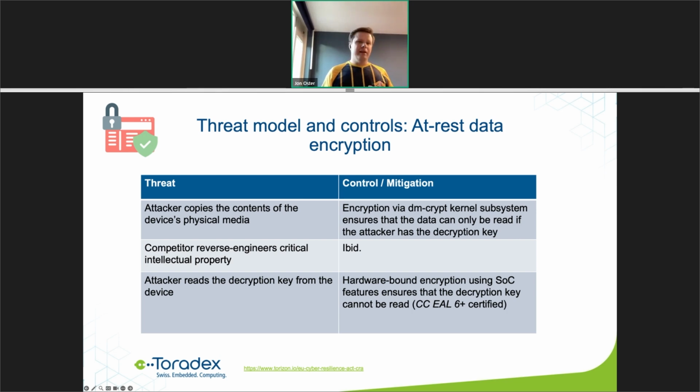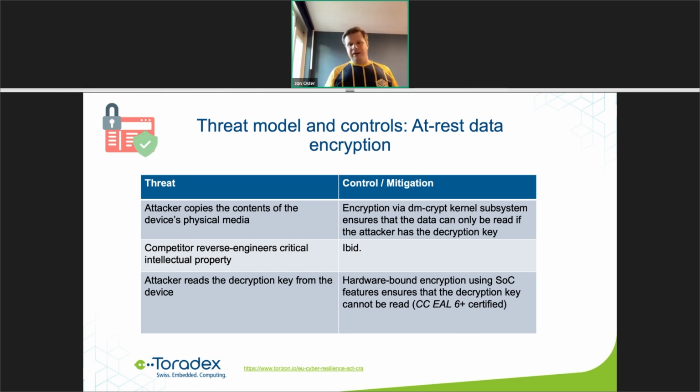The control here is to do encryption via the dm-crypt kernel subsystem, and that ensures that the data, when it's at rest, can only be read if the attacker has the decryption key. Another threat related to reading the data from it is protecting IP. If you have some crucial algorithm you want to keep safe from your competitors, it can be a really good idea to use encryption to protect that, so that you don't get it dumped, reverse engineered, and lose business value because of that. Same mitigation there.